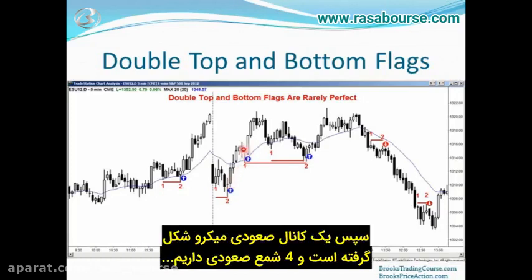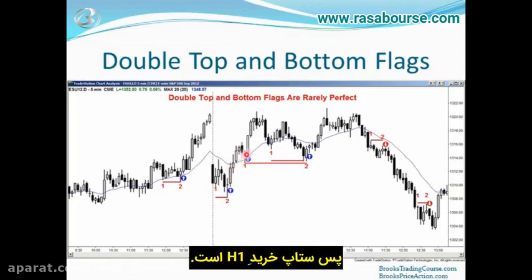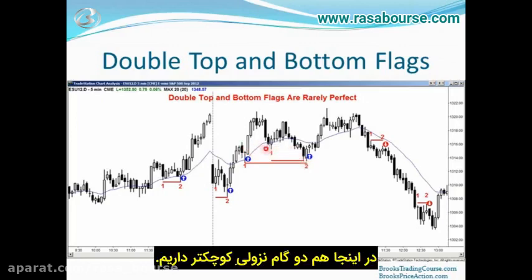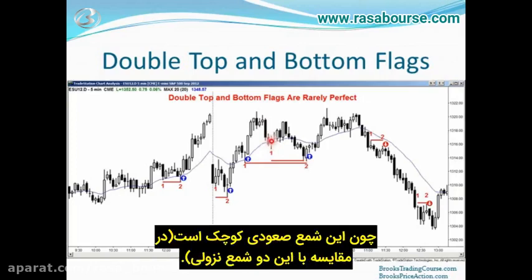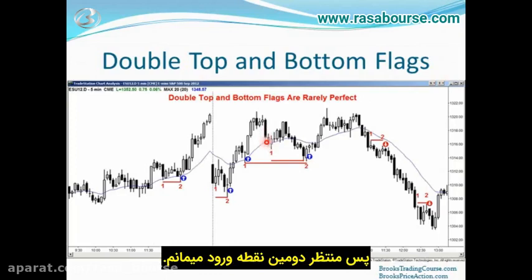Then we have a bull micro channel with 4 bull bars, 2 of them very big. So it's a high 1 buy. You can buy above that bar. Over here, we have 2 legs down. We have 2 smaller legs down here. This buy, I probably would not take it because the bull bar is small compared to these 2 bear bars. I would wait for a second entry.